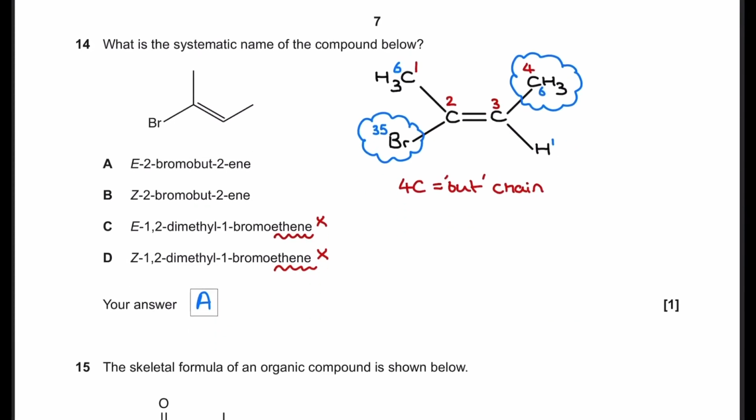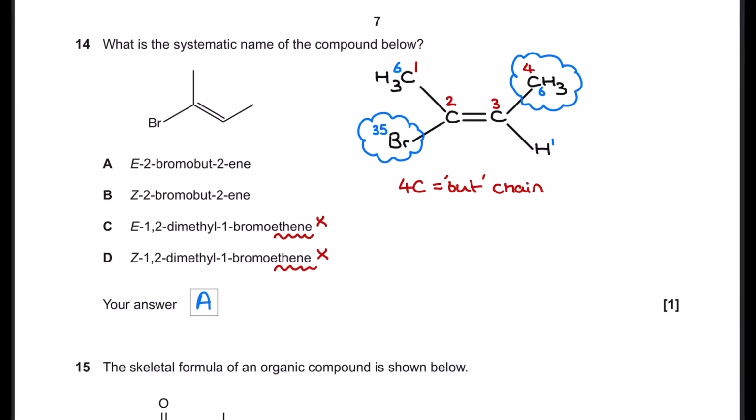Question 14. What is the systematic name of the compound below? Now, I've redrawn the molecule outside of skeletal formula just here, and I'd recommend, if you're not a brilliant skeletal formula student, I recommend you do the same. And I would also recommend it for anyone when it comes to EZ or cis-trans isomerism, because it is much easier to see the double bond out like so. Here you can see in the list that we're meant to not only determine the longest continuous carbon chain, because we've got but- versus eth-, but I also need to determine whether this is the E or the Z isomer.